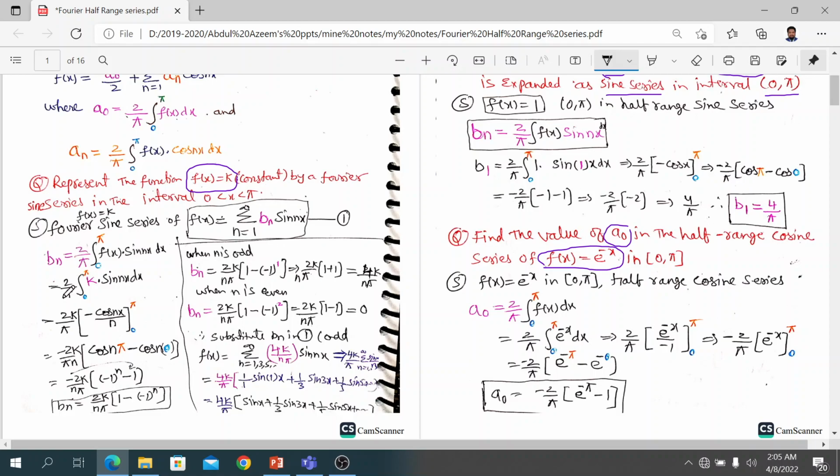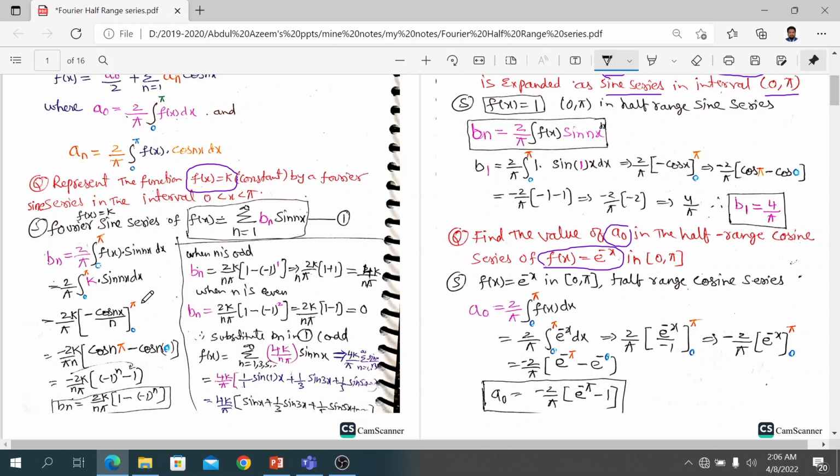So 2 by pi outside as it is. What is f of x? K, into sine nx dx. This is a constant, take it outside. So 2k by pi outside, integration of sine nx is minus cos nx by n, from 0 to pi. Now minus take outside, so minus 2k by pi and n outside, so n pi.